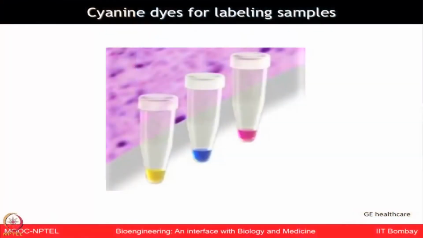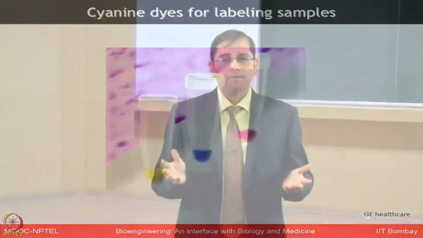In DIGE technology, different protein samples are labeled with different cyanine dyes. They are then mixed together and run like a 2D gel. So, you are in some way utilizing the 2D gel properties, but to avoid the variability from one sample to another, you are labeling them with dyes, which are cyanine dyes. So, what are cyanine dyes?